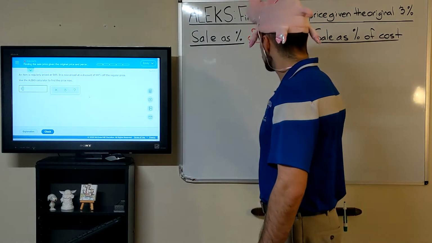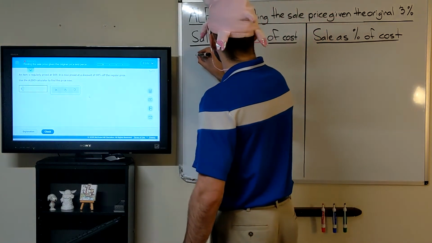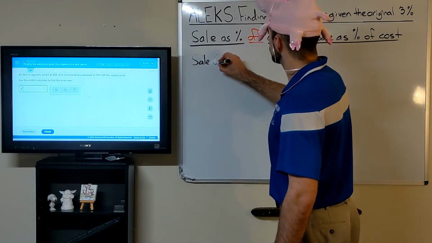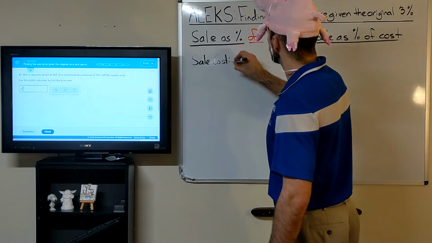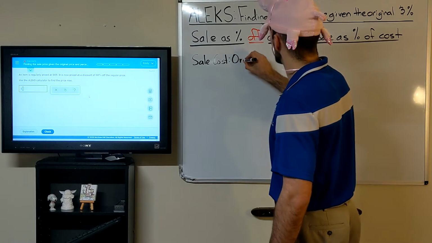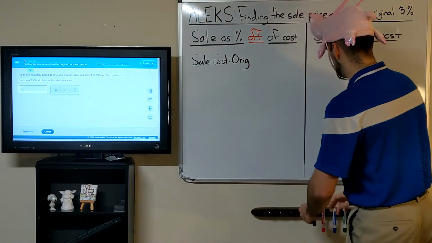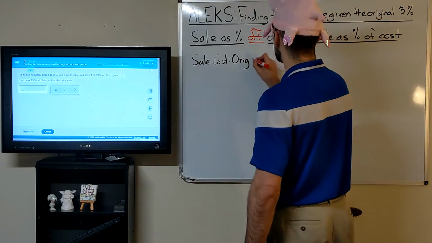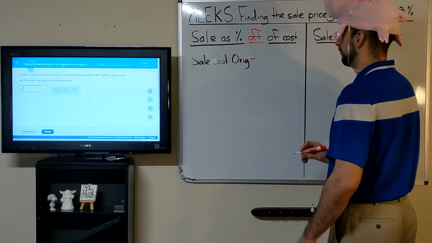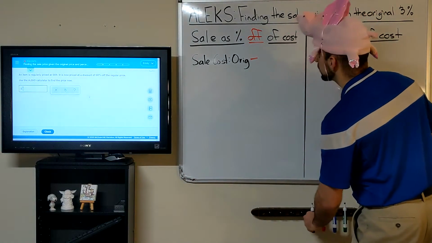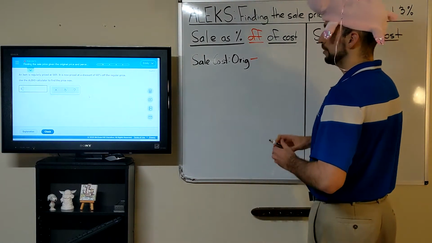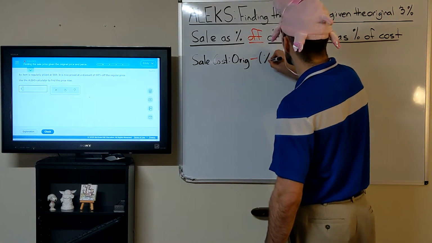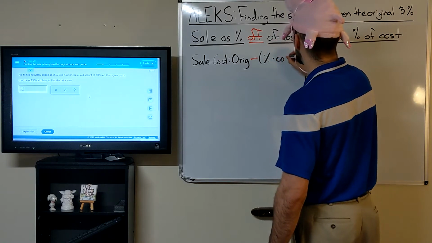So how we're going to do this, our sale cost is going to be our original cost. Then we're going to have to take some money off. Okay, so we're going to subtract. That's the "off." How much are we going to subtract? We're going to subtract a percentage of the original cost. So we need to know that percentage times the original cost.